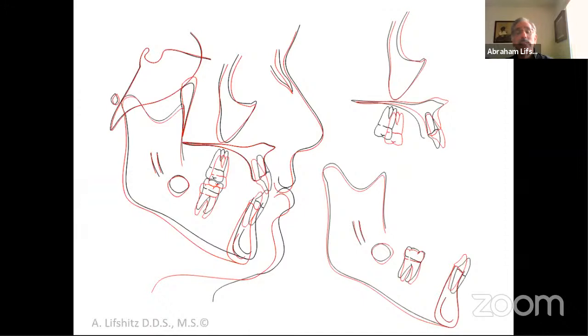The mandible went down and back a little bit, so it opened a little bit, and the chin went down and back. So what happened on the maxillary superimposition? The central incisors were labially placed, and we increased the torque, and there was a mesialization of the molar.